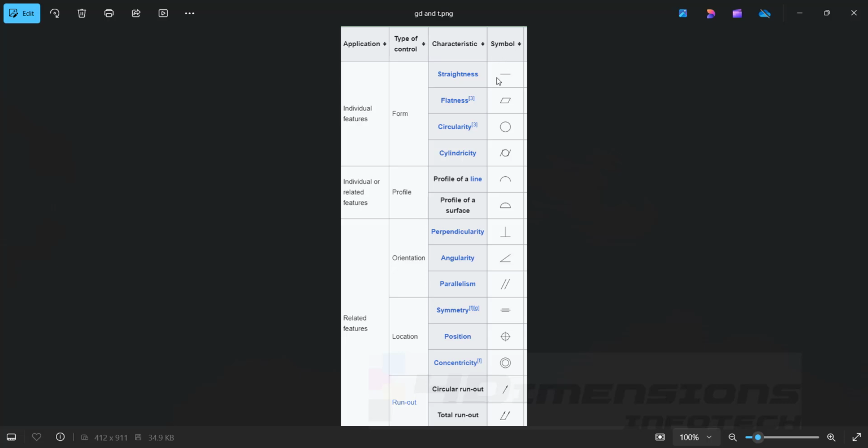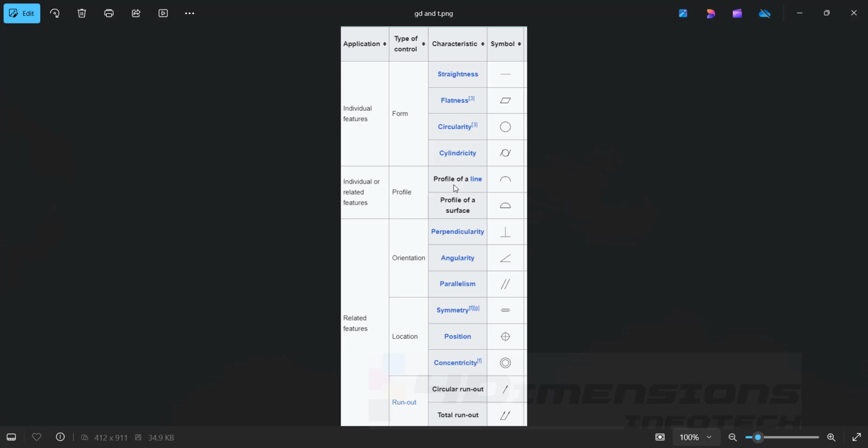So to start with, first you can see straightness. One line has been given. It comes under the category of form. Type of control is form. So whatever the characteristics that are coming under form, such as straightness, flatness, circularity and cylindricity, they do not require any datum feature or a reference.